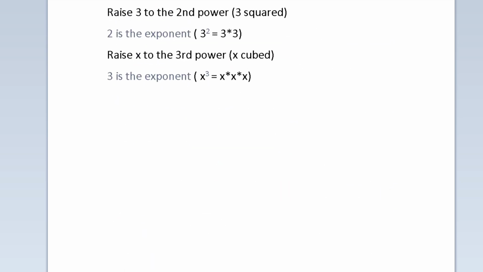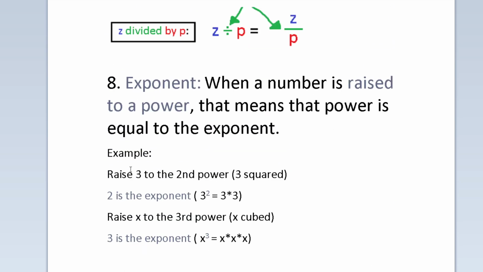All right, then exponents, we've talked about this in class, but in the IXL it says when a number is raised to a power, this is pretty straightforward. If you have something like raise 3 to the 2nd power, or commonly people say 3 squared, that would mean that 2 is the exponent, so 3 squared like this would be your answer, and that's the same thing as 3 times 3.